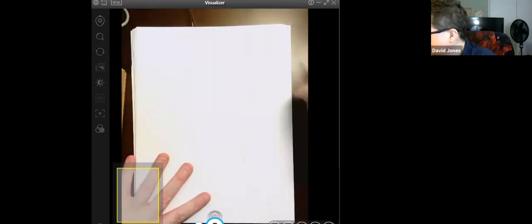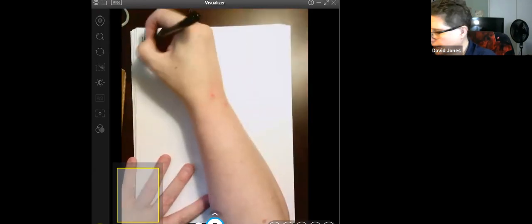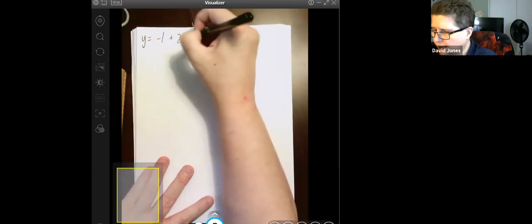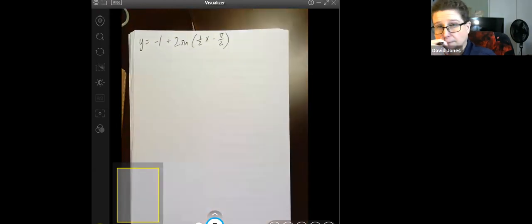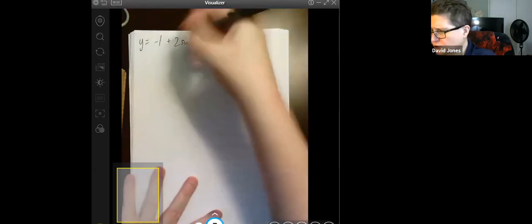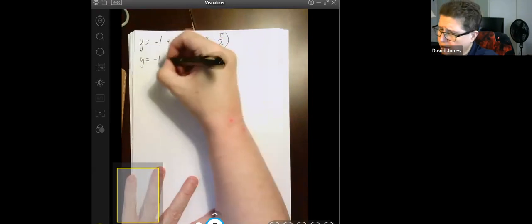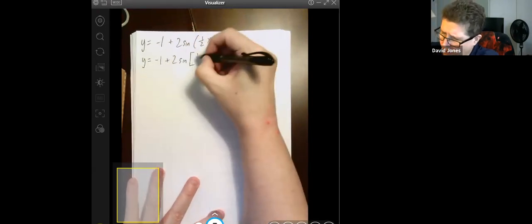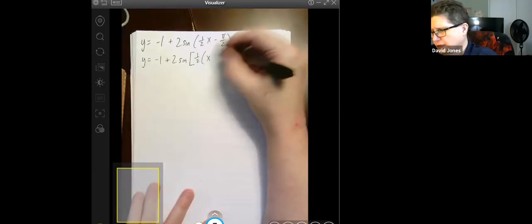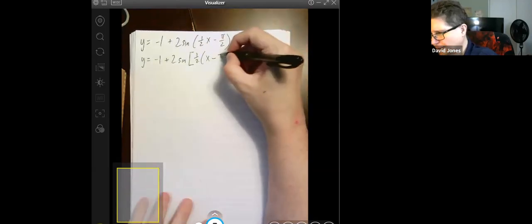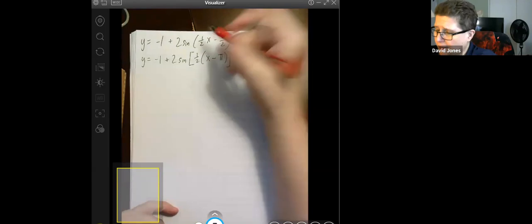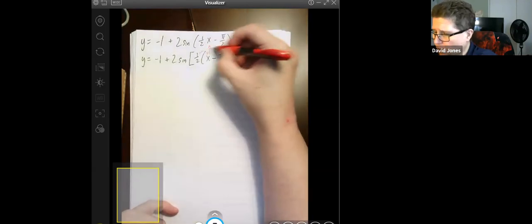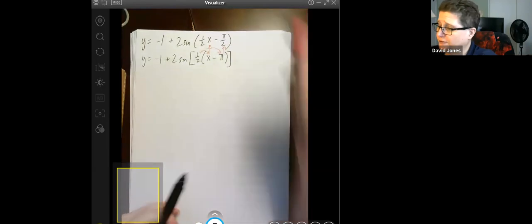Let's go with this one. y equals -1 plus 2 sine of (1/2 x minus pi over 2). So let's write it in the right form. I'm going to factor out the 1/2. If I divide this by pi over 2, I should get pi. How do I check it? Multiply it back in. 1/2 times x gives me that. 1/2 times negative pi gives me negative pi over 2.